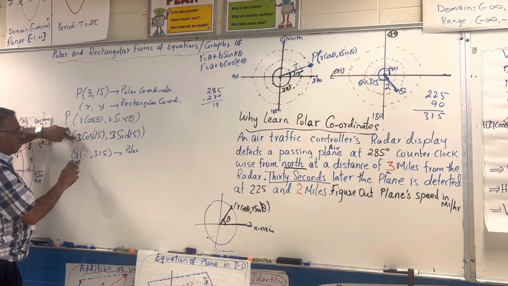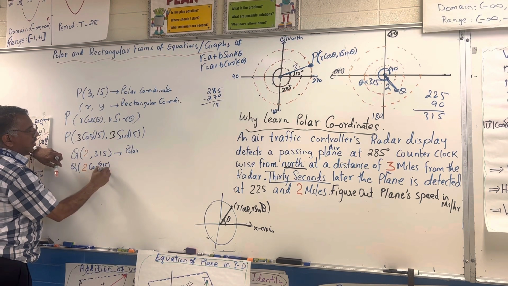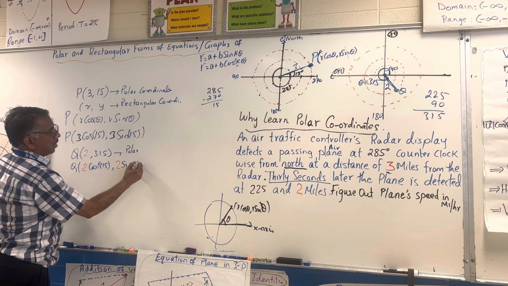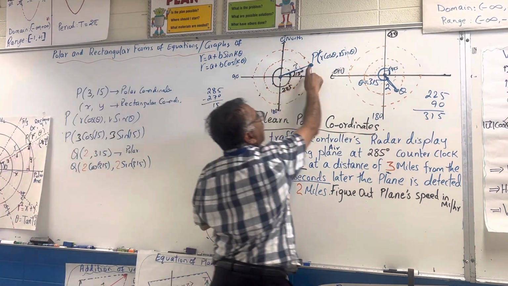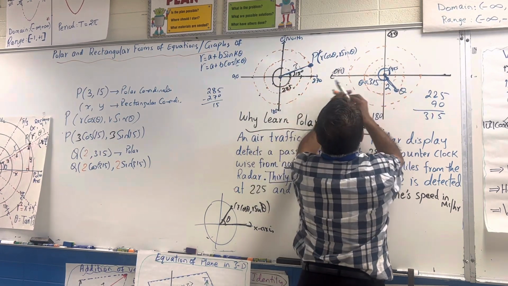So the rectangular coordinate will be 2 cosine 315 and 2 sine 315. So now you have 2 points. Let's put it together. So this point I'm going to put right here. This P is right here.